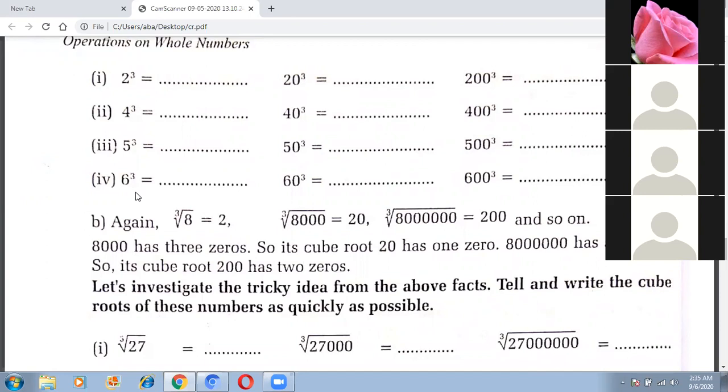Now B number. Again, cube root of 8 is 2. Yes, cube root of 8 is 2. Cube root of 8,000 equal to 20. While finding the cube root of 8 is 2. Now in 8,000 there are 3 zeros. So while finding the cube root, you write 1/3.